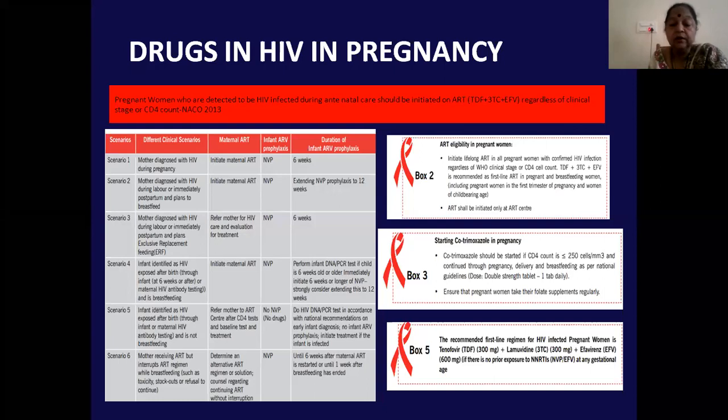So you should say that this 3-drug regime is tenofovir 300 milligram, then lamivudine (3TC) 300, and efavirenz 600 milligrams. So these are the 3 drugs which are used in HIV.